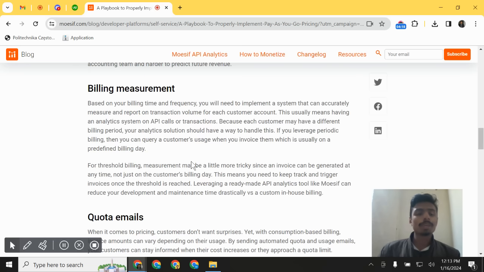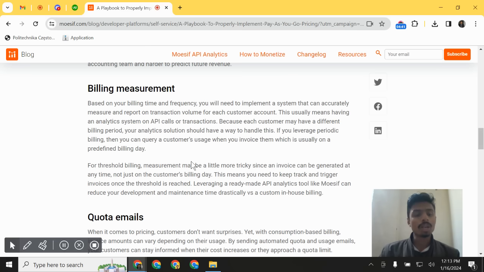The next one is billing measurement. Based on your billing time and frequency, you will need to implement a system that can accurately measure and report on transaction volume for each customer account. This means having an analytics system, such as an API, on API calls or transactions. Because each customer may have a different billing period, your analytics solution should have a way to handle this.